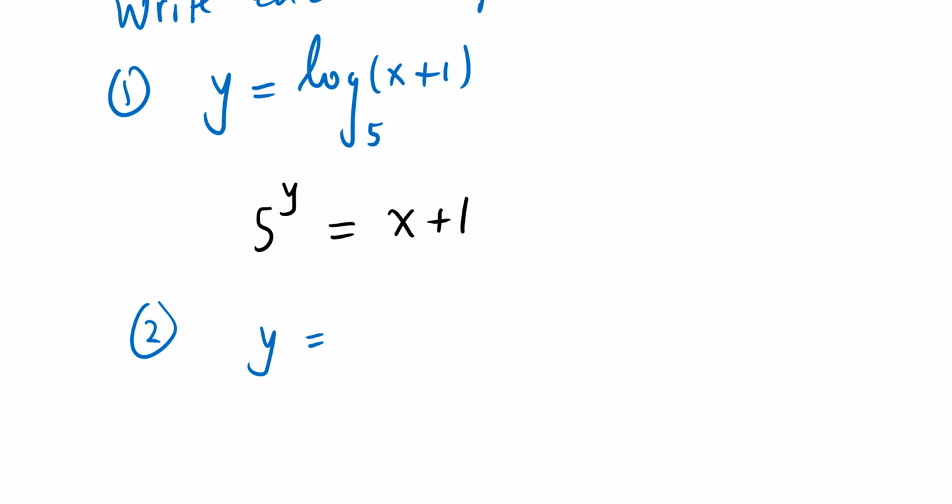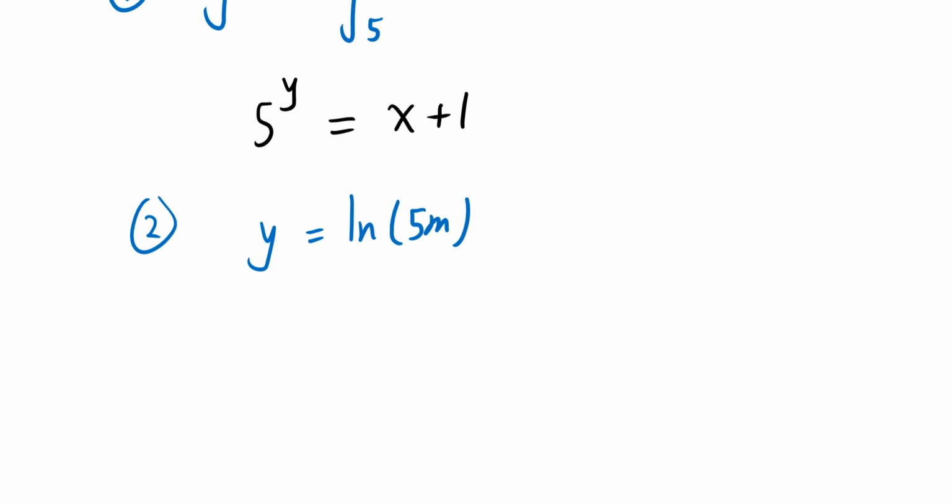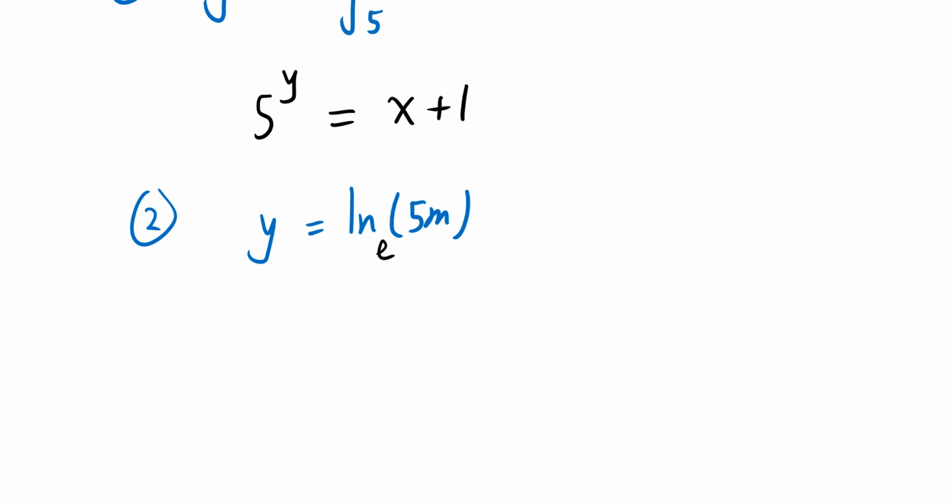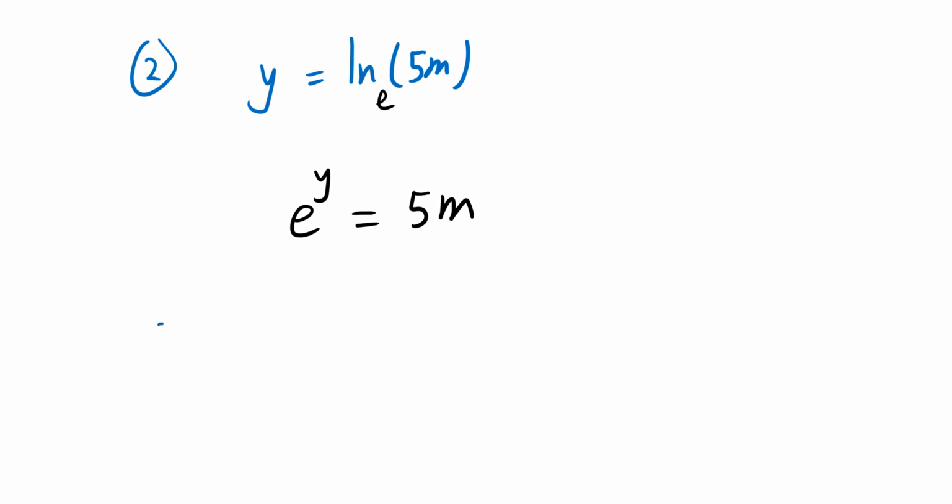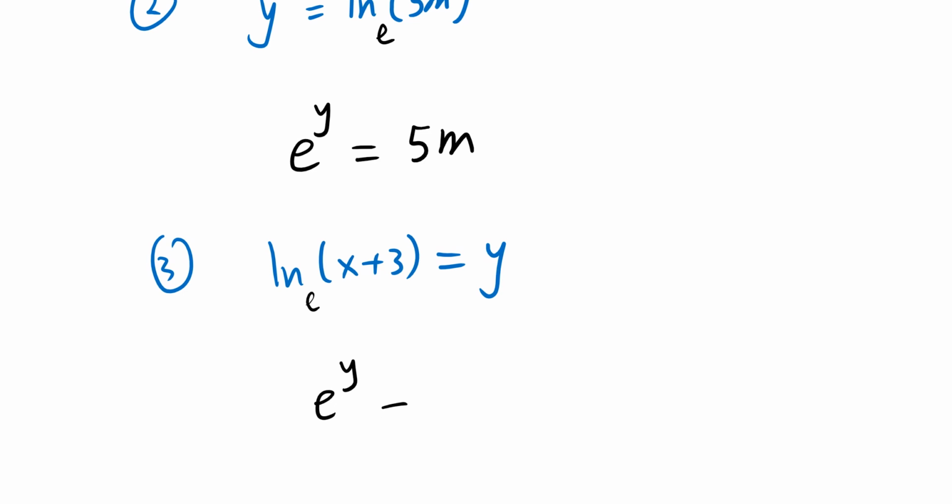Let's apply ln, or natural log, of 5m. How do we apply this here? We start by noting the base is e, that is hidden. e to the y equals 5m. Done, because that's the exponential form, no logs. Another example. What about ln of x plus 3 equals y? It doesn't matter if ln is on the right side or left side, the base is still hidden over there. So e to the y equals x plus 3.